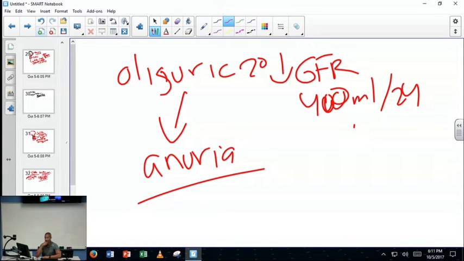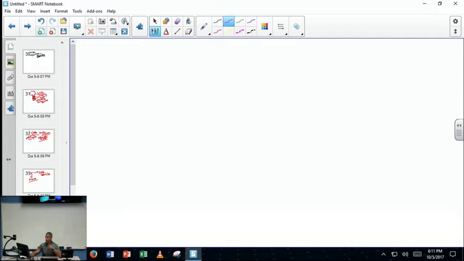And urea. And that's no urine being produced. So the GFR is going to drop. The patient is going to get much, much sicker. What's also going to happen then to these people?